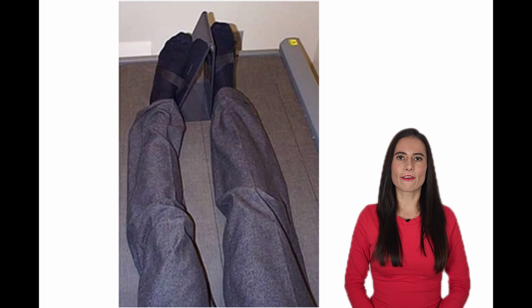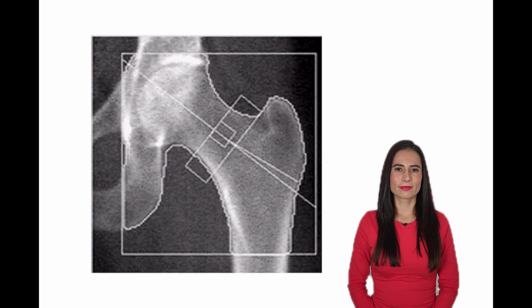To achieve a correct positioning, the leg must be rotated inwards to the desired angle such that the shaft of the thigh bone, the femur diaphysis, must be placed parallel to the midline of the scanner. If your DXA scan was done correctly, regardless of the device model, the image should look like this.